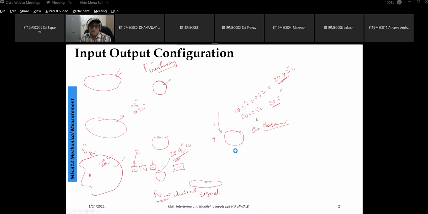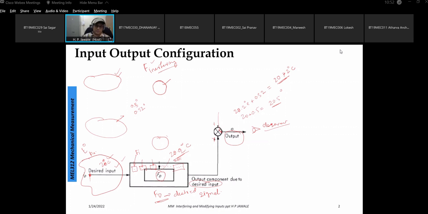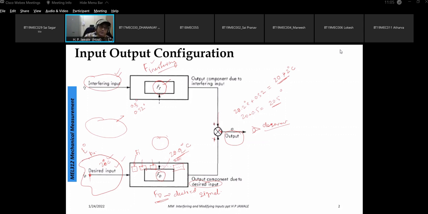So what we have seen in the last lecture is the input-output configuration. I have not removed the discussion here. The ideal way of having a measurement system is that only desired signals are present. But in actual practice, there is one more input that is going to interfere with the desired signals, and that is also added as an output into the instrument, and the output is altered.